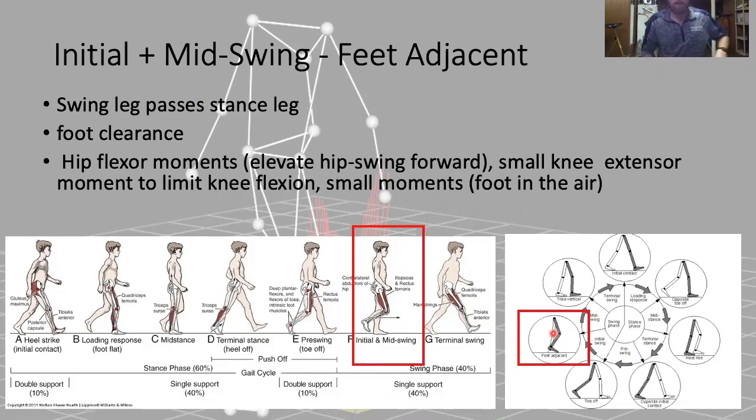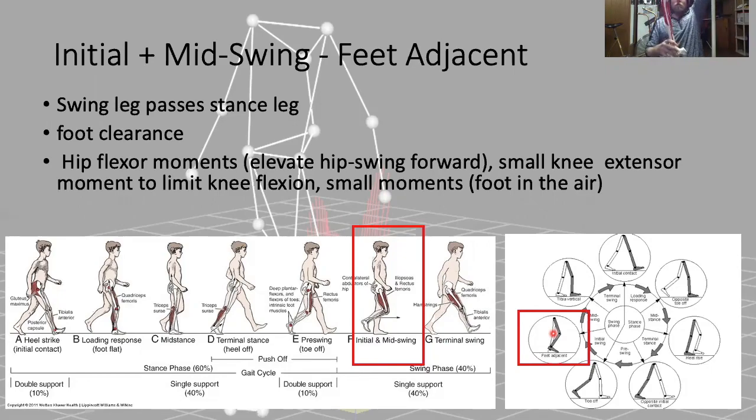We have foot clearance. This is the point in time where you're swinging your foot, so you're going to start preparing. You don't want to leave your toe down here. You're going to start preparing a little bit, right, with some dorsiflexion to start getting your foot clear from the ground. You're going to have hip flexor moments. Elevate the hip and swing forward. So you're going to bring your hip up so you can swing that leg forward. There's going to be a small knee extensor moment to limit knee flexion.